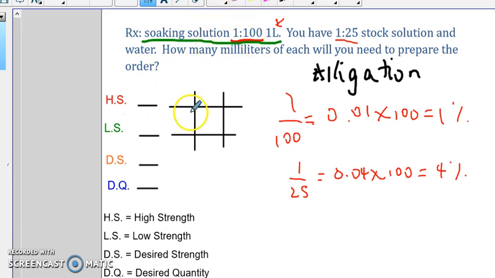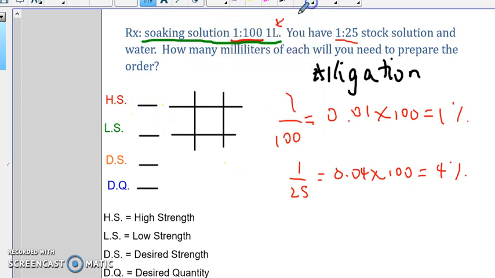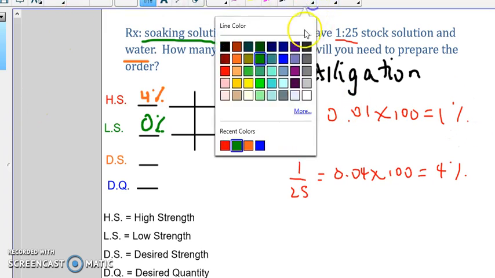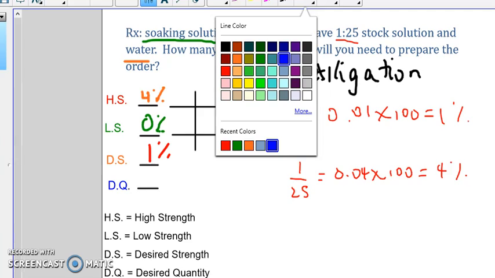So we have the high strength. Here in this problem, the high strength will be 4%. What is the low strength? Well, the low strength of the product I'm mixing is the water. And because water is neutral, it has a percent strength of 0%. What is the desired strength? The desired strength is what the doctor wants him to make, which we just decided is 1%. And notice that the desired strength falls in between 4 and 0. So that is correct. And then our desired quantity, 1 liter, which is in other words 1,000 milliliters. So let's make that 1,000 milliliters.